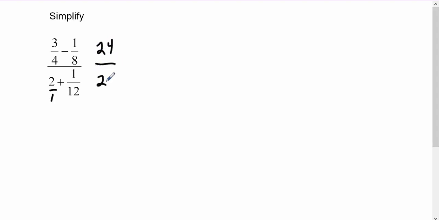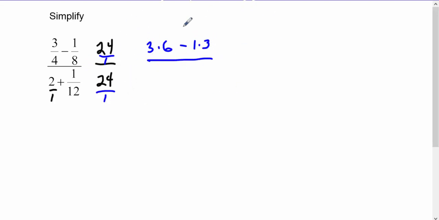Multiply by 24 over 24, and really this is 24 over 1, if that gets you confused. So when I'm distributing, I multiply the numerator by the numerator and the denominator by the denominator. Thus, I get the following. I get 24 over 4, which is 6, so 3 times 6 is what I have there. And then I have 24 over 8, which is 3, so that's subtracted by 1 times 3, all over.